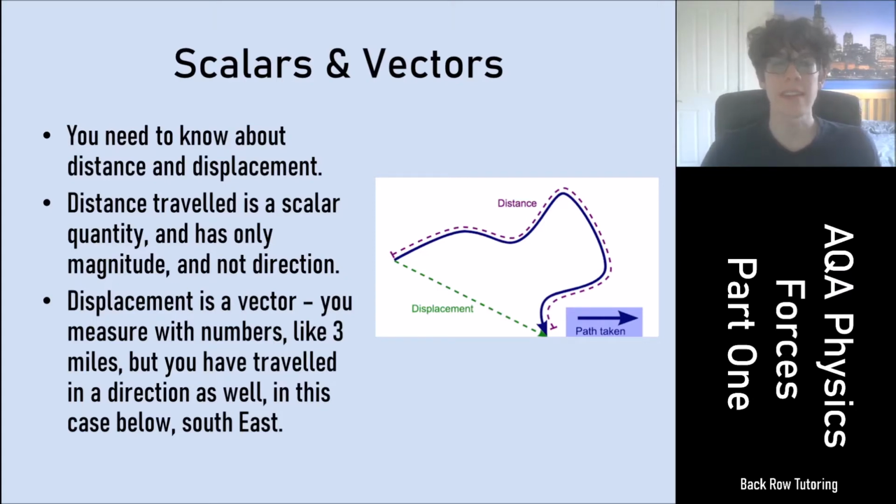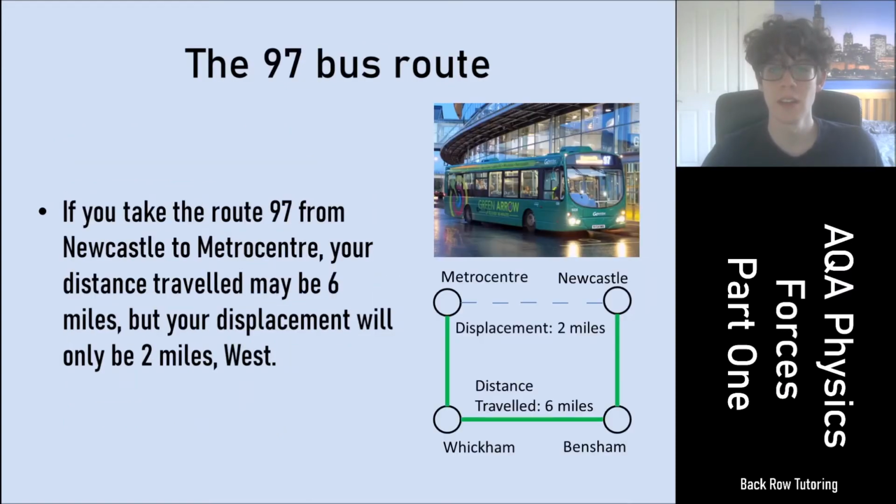You need to know about distance and displacement. Distance travelled is a scalar quantity and has only magnitude and not a direction. Displacement is a vector. You measure with numbers, like 3 miles, but you have travelled in a direction as well. In this case below, you have travelled south-east.